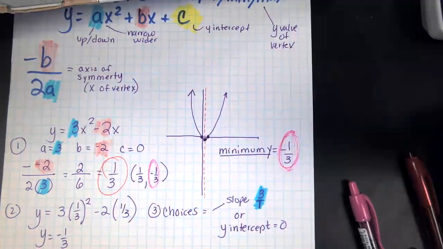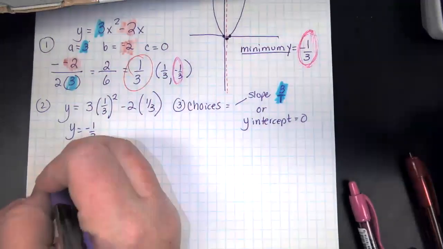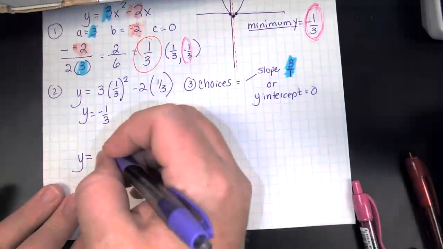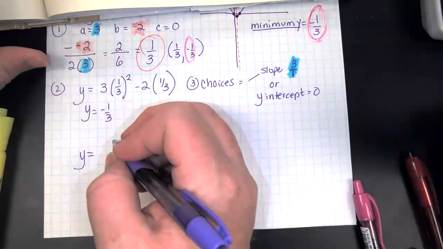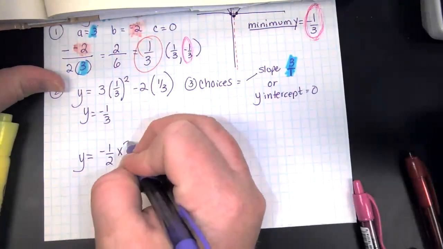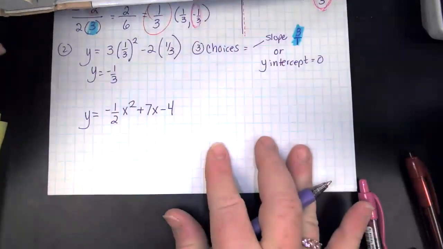Okay, so we just say y is equal to negative 1/3. Okay, let's do another one. Y is equal to, let's do this, negative 1/2 x squared plus 7x minus 4.